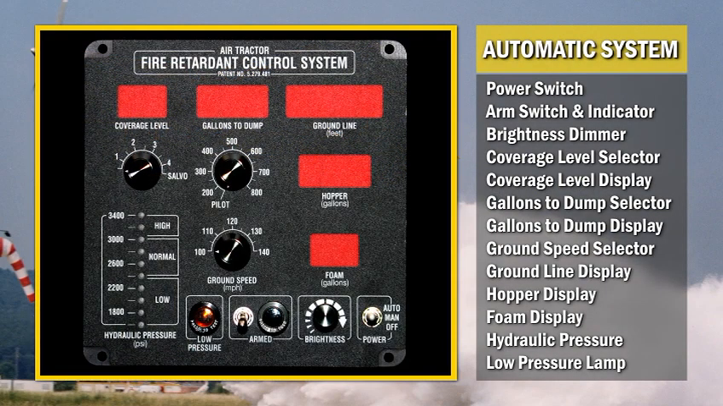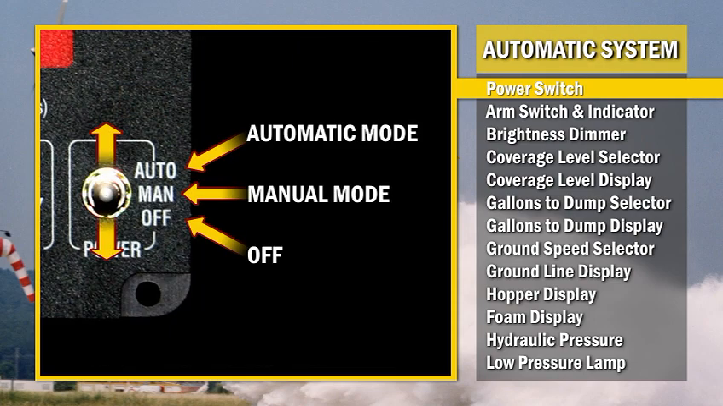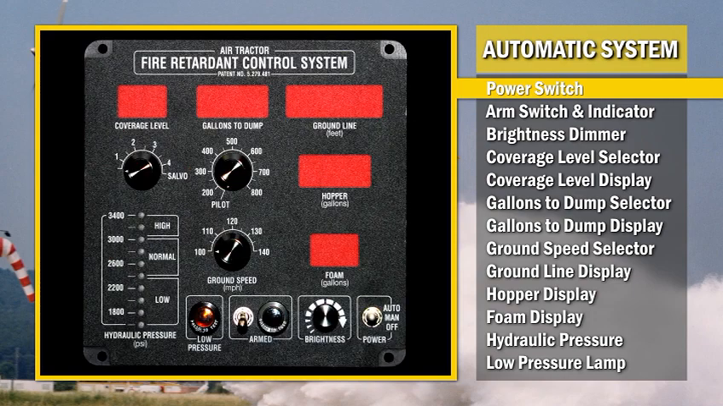Now we will go over the components of the FRDS pilot interface in automatic mode. The power switch has 3 positions. Automatic powers on the pump, enables the auto system. Manual powers on the pump, enables the manual system. Off turns all power off to hydraulics.